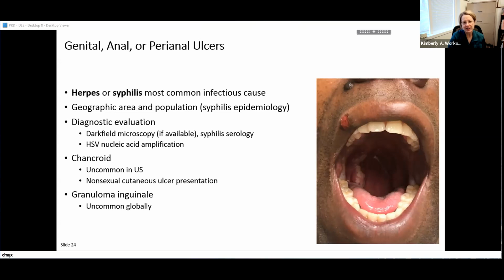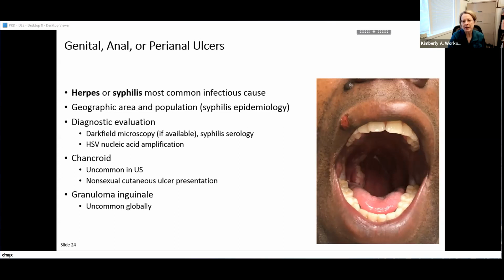The diagnostic evaluation that we have is either dark field scope, if available, for syphilis, syphilis serology, or an HSV nucleic acid amplification test. Chancroid is pretty uncommon in the US at this point, and what we put in the guidelines is there's a non-sexual cutaneous ulcer presentation that we wanted to make sure that you were aware of. And also granuloma inguinale can present as ulcers, but it's very uncommon globally. So I have this picture up here to show you that things can present atypically.